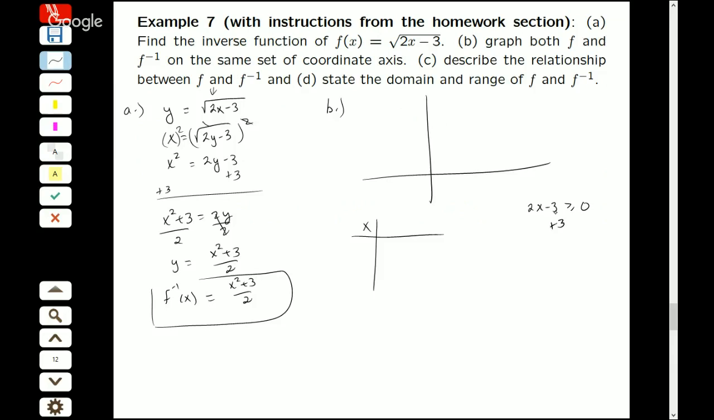Add 3 to both sides, and I have 2x is greater than or equal to 3. x is greater than or equal to 3 halves. So I'm going to plug in 3 halves for the first value so that I know what's happening. And then I'm going to plug in 2, because that's a whole number bigger than 3 halves, which is what it says to do. So let's plug it in.